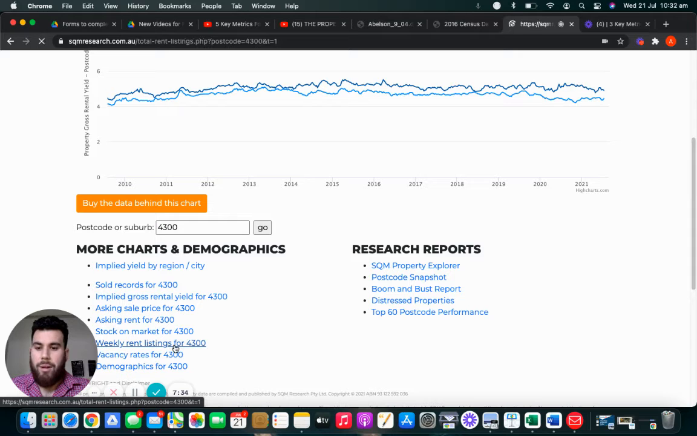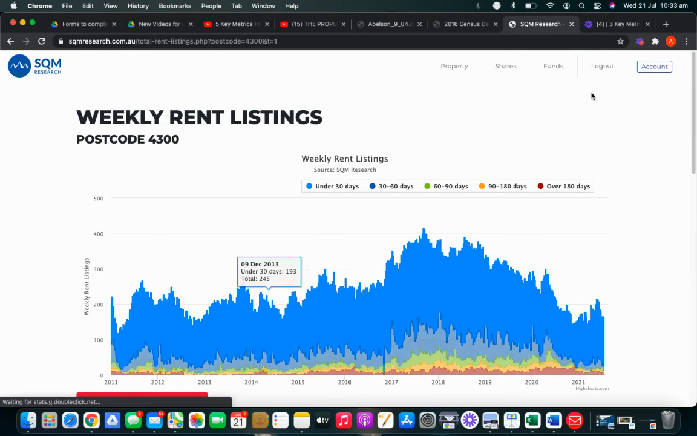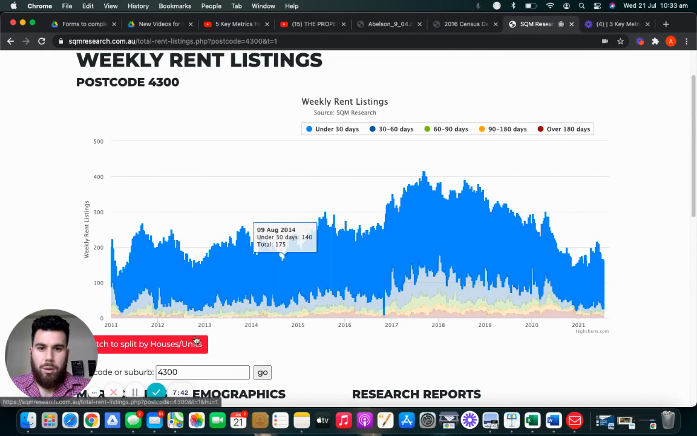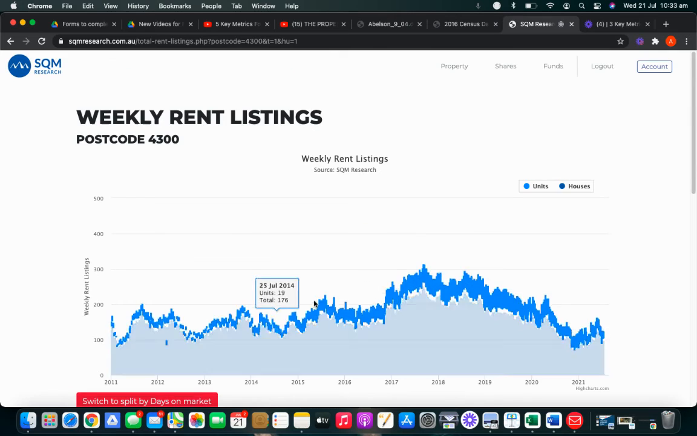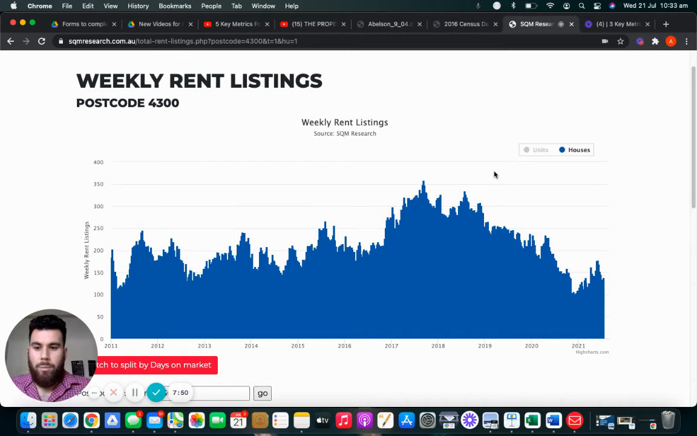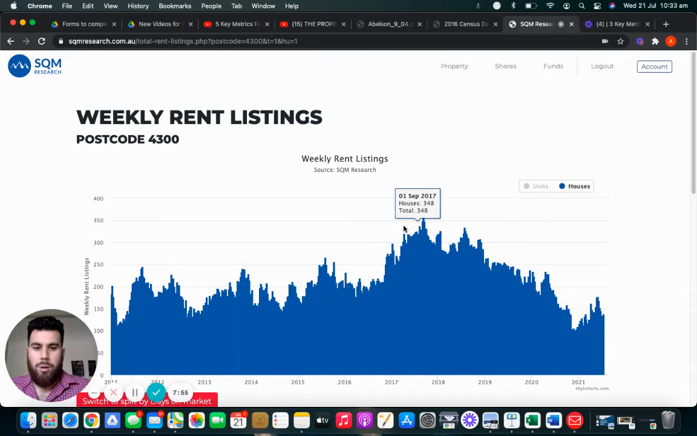So the next thing we want to look at is weekly rental listings. Same location here, and I'm going to split this into houses and units. Let's get rid of the units. Now, we can see rental listings in the same market here in Ipswich from, say, 2000 up to the peak here of 2017. Listings have been decreasing, which is a great sign, because that means there's going to be a high demand for rental properties.